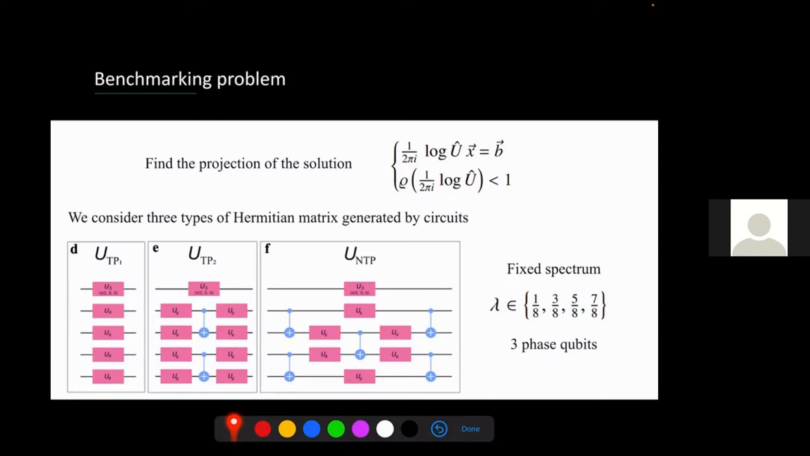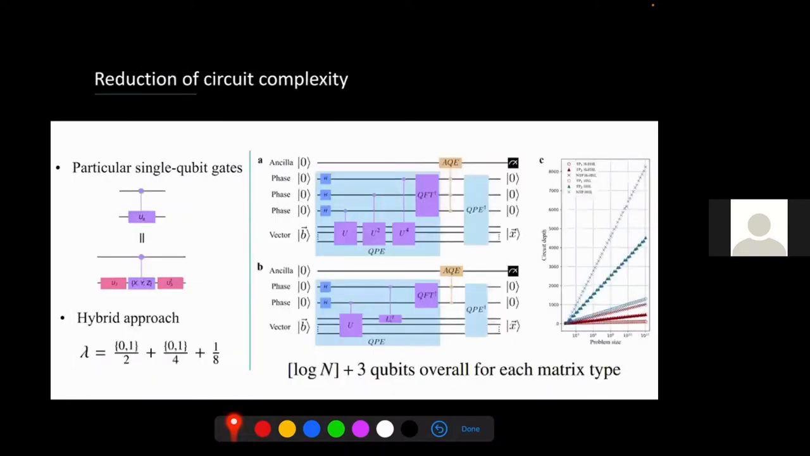And also we introduced the first single qubit gate, which allows us to fix the spectrum. For these particular matrices, we fix the spectrum in the following way. And for this particular spectrum, we actually need only three phase qubits, which is really great in terms of benchmarking. We can increase the size of the linear system and at the same time keep the spectrum like this one.